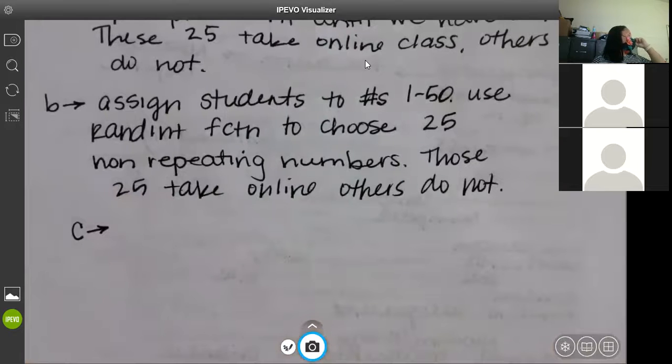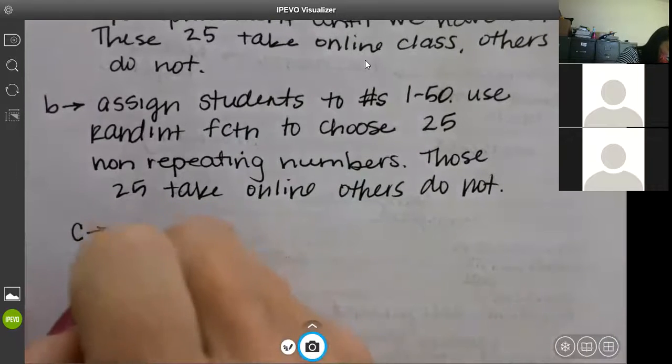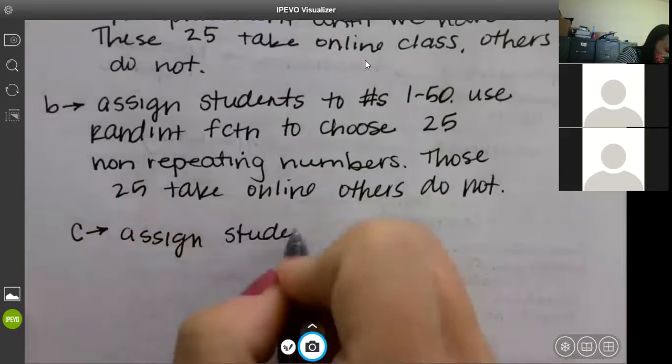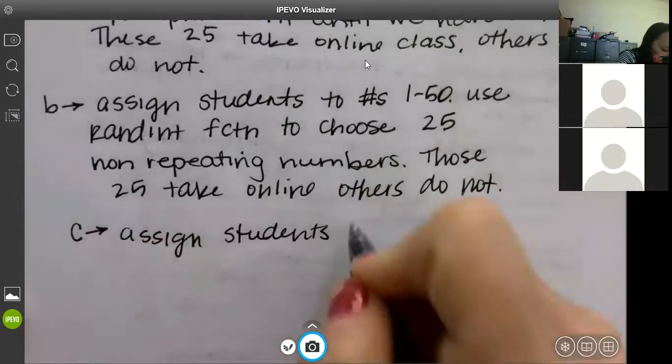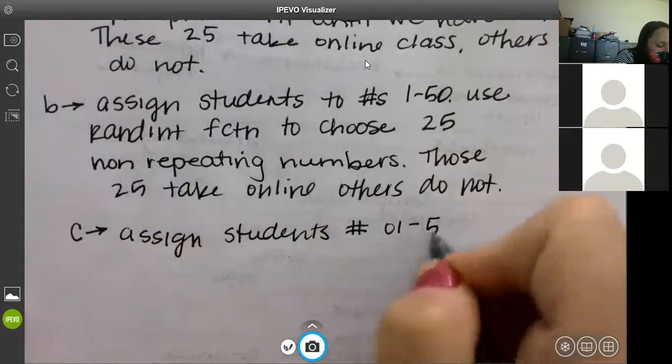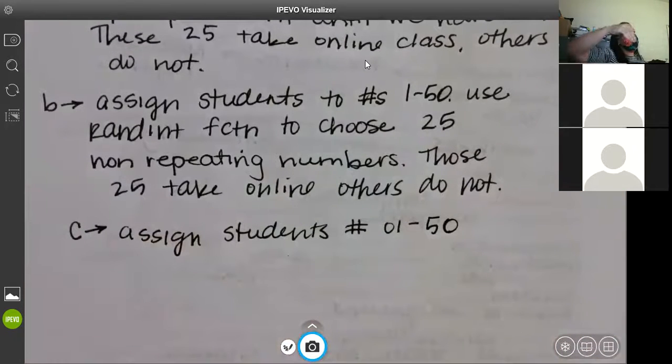Okay, and again, it always falls within how you write those numbers. Because if we have 1 to 50, I need 2-digit numbers. Okay, so you need to make sure that that reflects on there. That is the biggest thing that people miss, are those 2-digit numbers. So we're going to assign students. We have to give them a number, just like we did on the other. Either 0, 1 to 50. You could do 0, 0 to 49. I don't care. This one's easier, 0, 1 to 50.